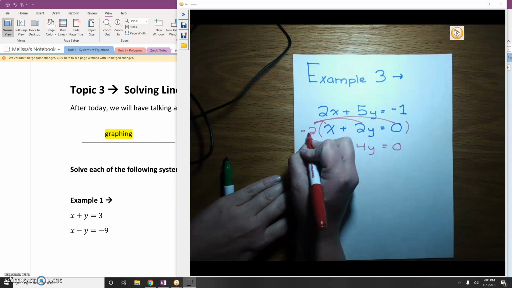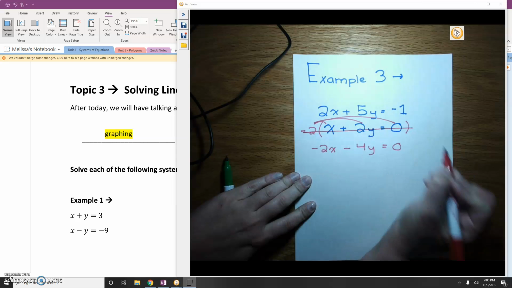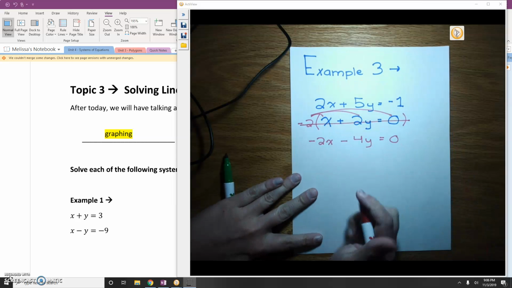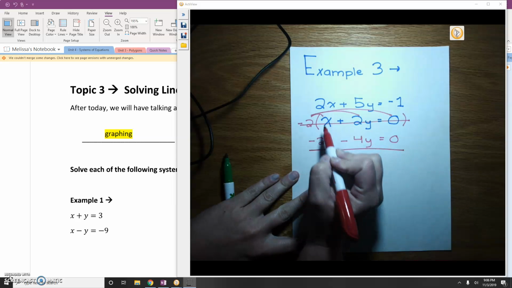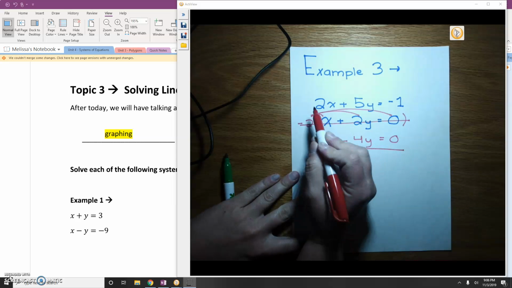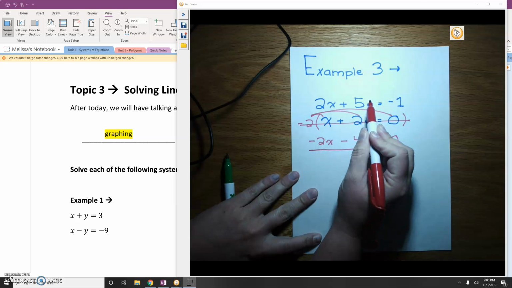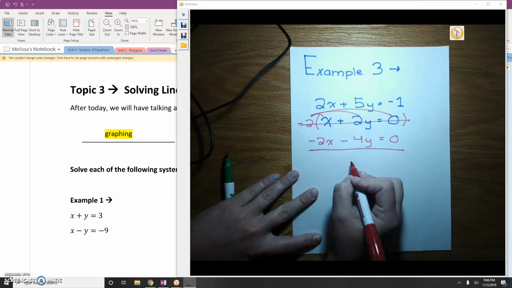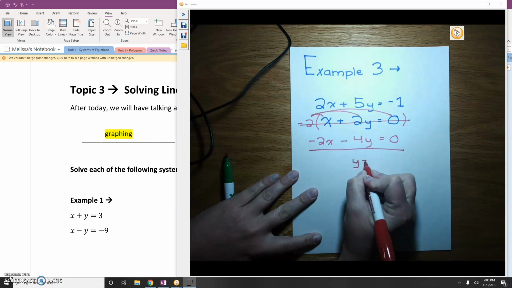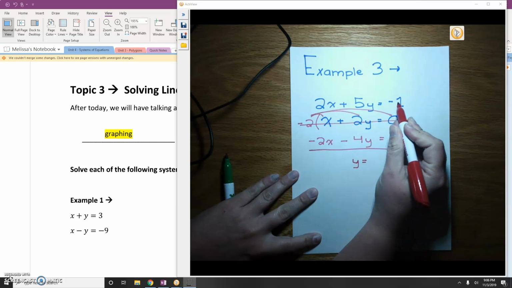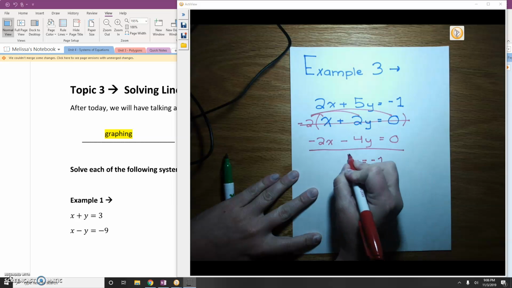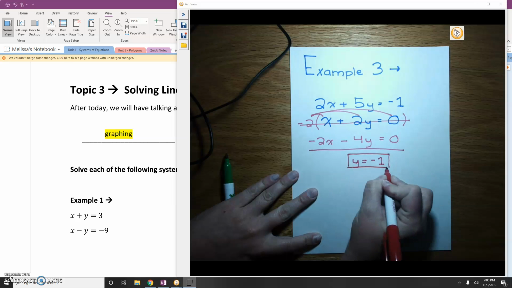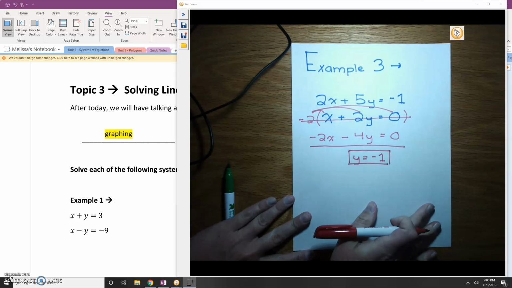And after I do that, I'm going to go ahead and cross this out just so I don't accidentally use that. So here is my next step. A 2x and a negative 2x, those cancel out. A 5y minus 4y, well, that's just a 1y. And then negative 1 minus 0 is simply negative 1. Well, that's pretty cool. We have y is equal to negative 1.